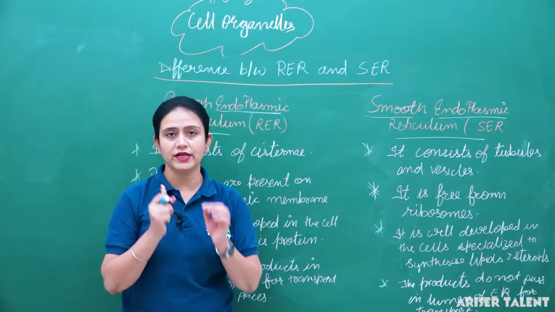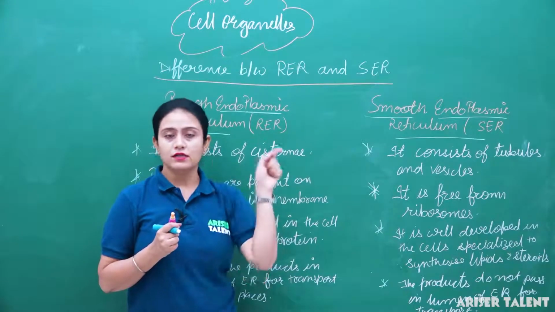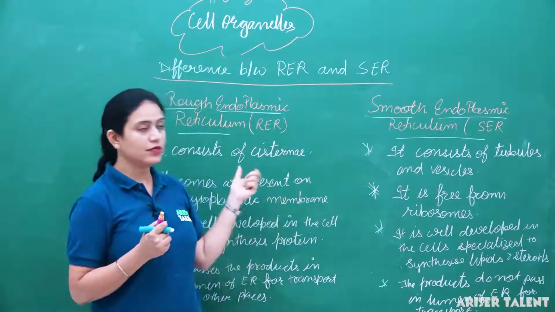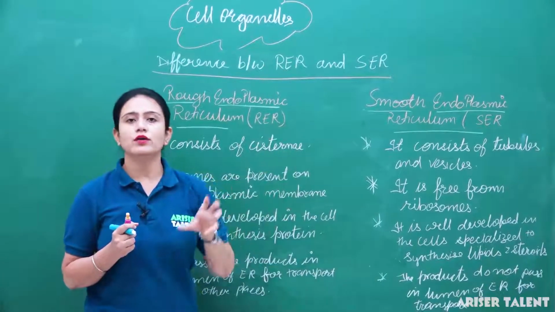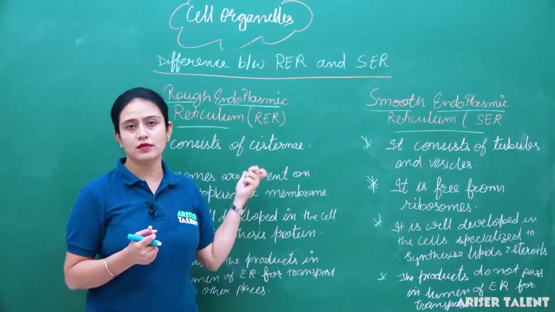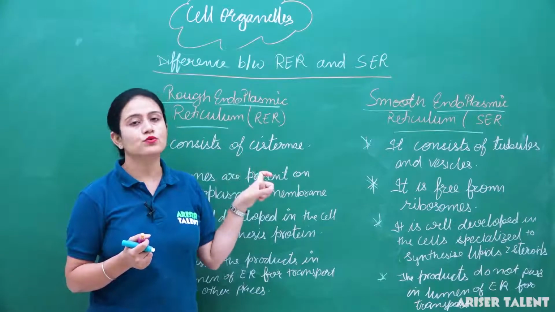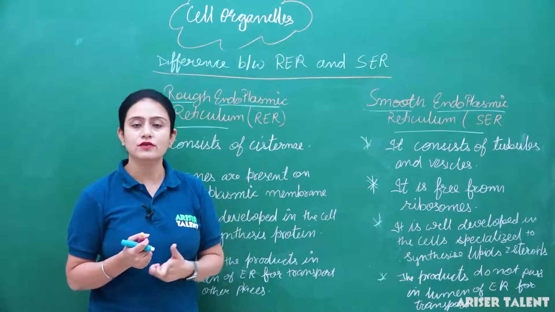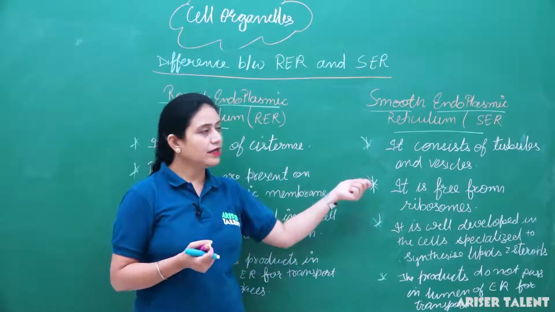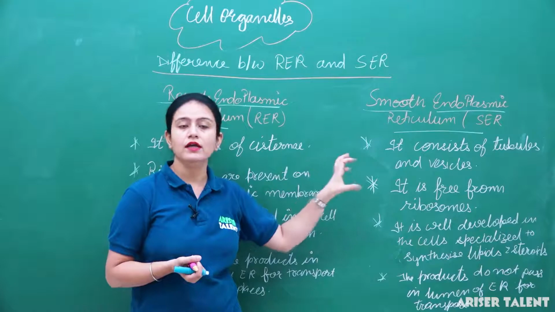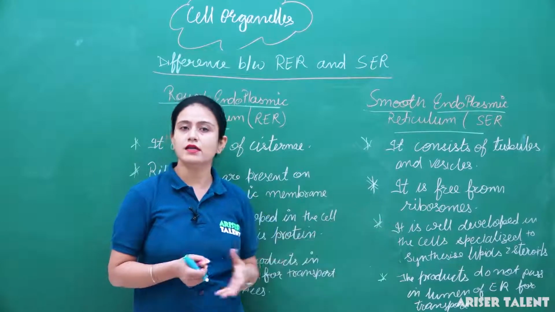As I told you, it is very clear from the name. It is rough because ribosomes are present on the cytoplasmic surface, and generally ribosomes are absent in the smooth endoplasmic reticulum. So, this kind of endoplasmic reticulum will be present only in the cells which help in the synthesis of protein. Because ribosomes are the site of protein synthesis, and here ribosomes are absent, so definitely it will not synthesize protein, and it will synthesize lipids only.